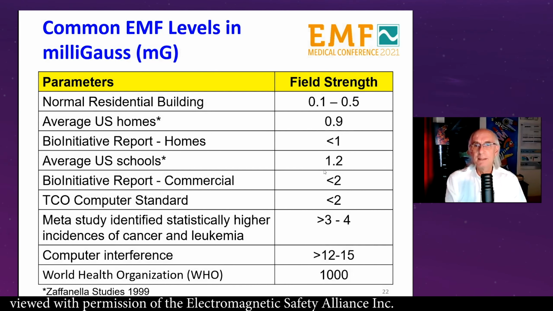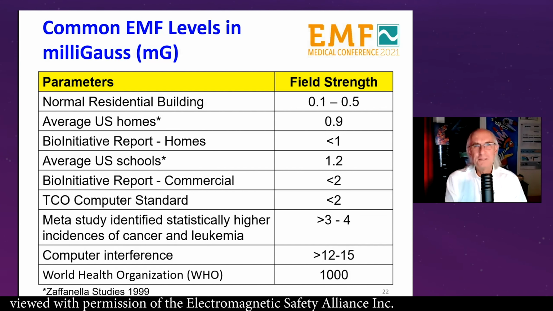And some of the guidelines suggest magnetic field levels below 1 or 2 milligauss. There was a meta-study that showed a higher incidence of childhood leukemia and cancer can be attributed to levels of 3 and 4 milligauss and higher. Even though the World Health Organization declares EMF as a possible carcinogen, they still say up to 1,000 milligauss is okay. Well, this is a totally unrealistic number.